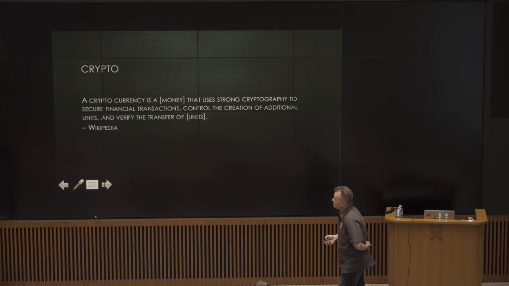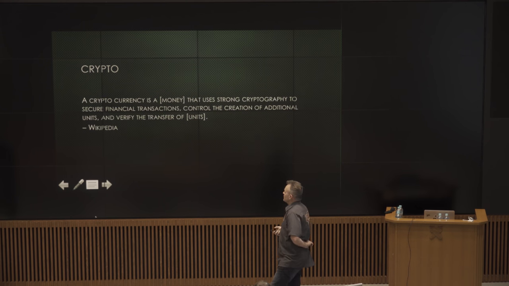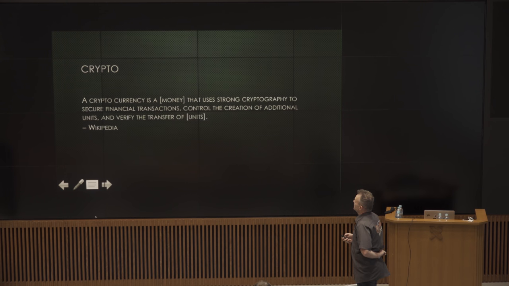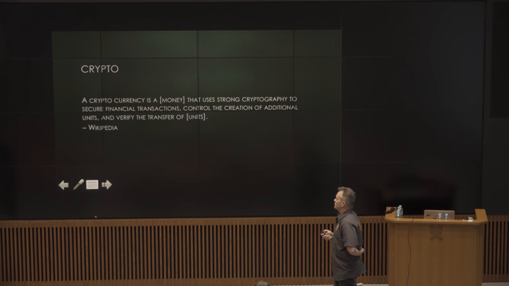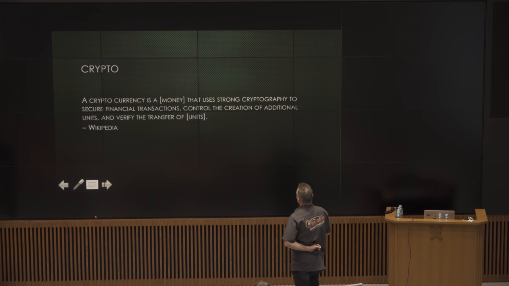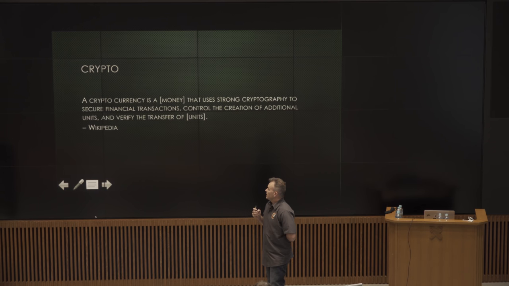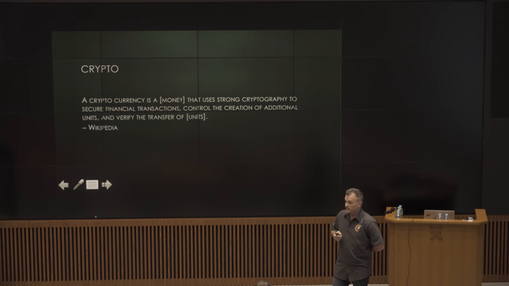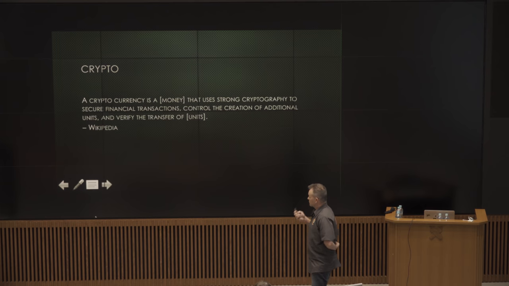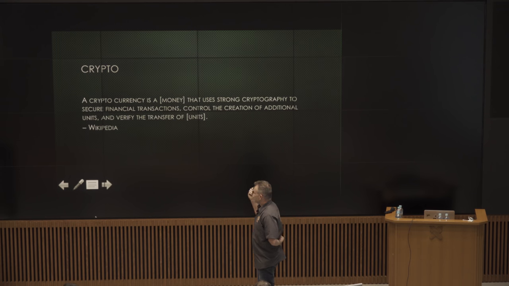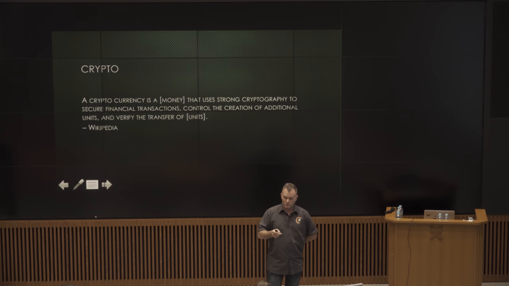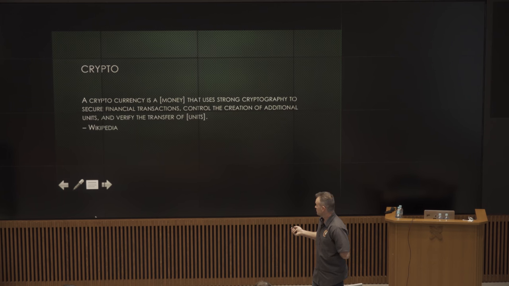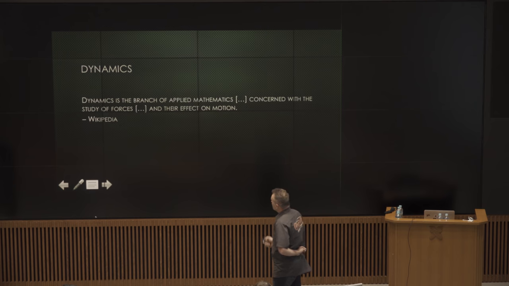So what's crypto? I just pulled this out of Wikipedia, chopped it up a little bit. Cryptocurrency is a money that uses strong cryptography to secure financial transactions, control the creation of additional units, and verify the transfer of units. Aside from the fact that it uses cryptography to secure the stuff, the other parts I thought were pretty spot on. Those two things are important, and we'll come back to that. And we'll come back to why cryptography is not the source of security.